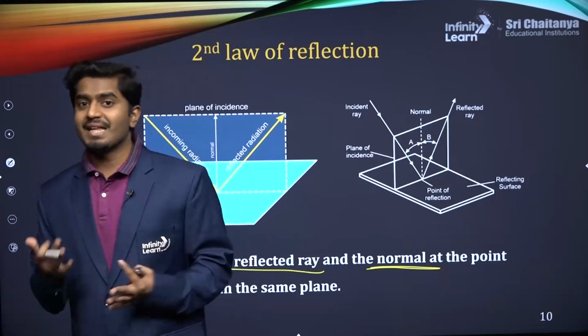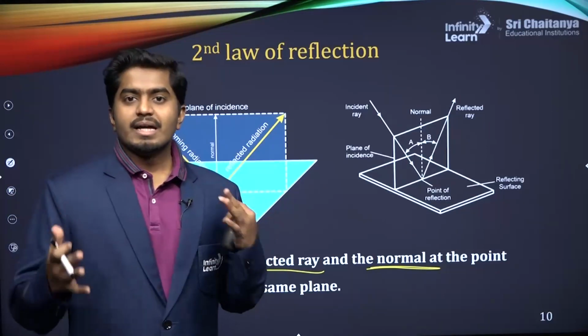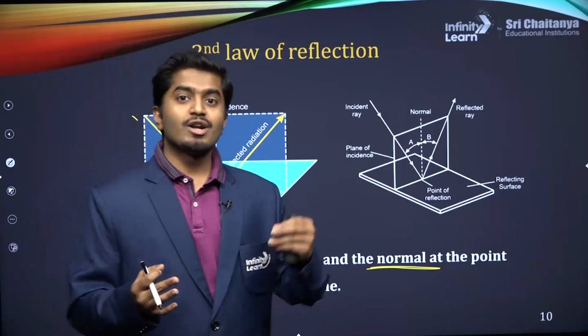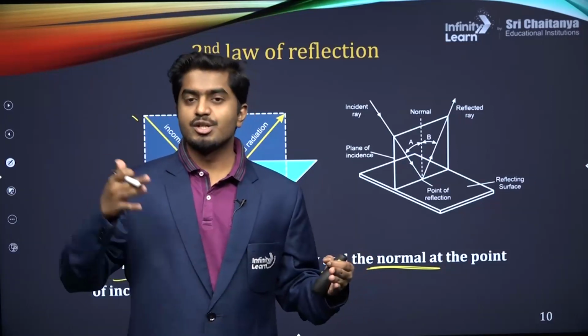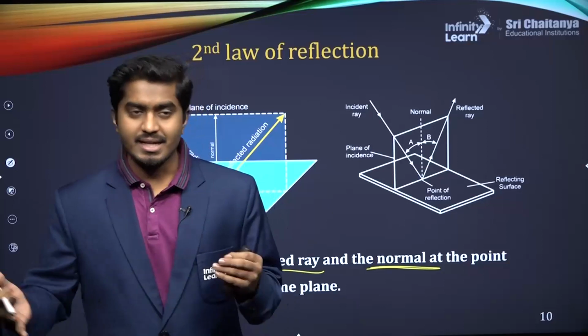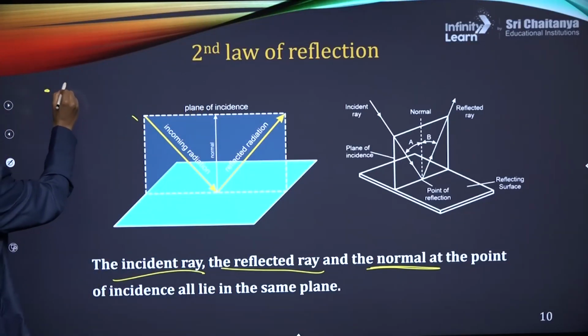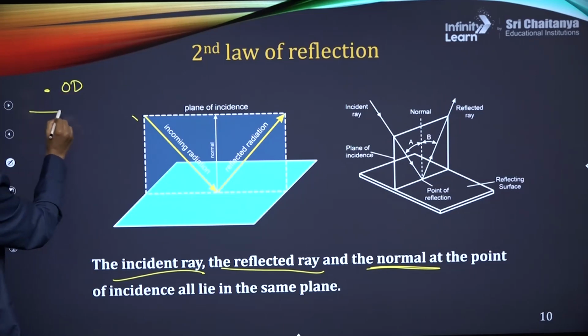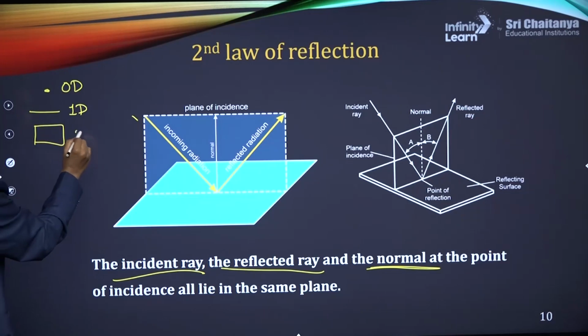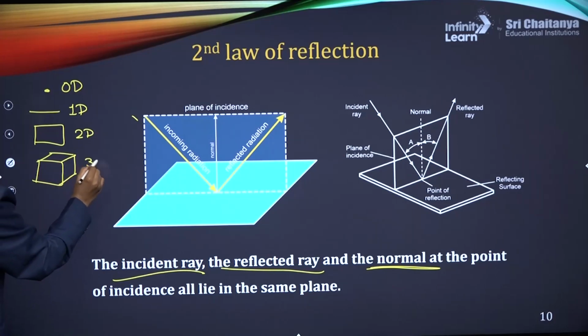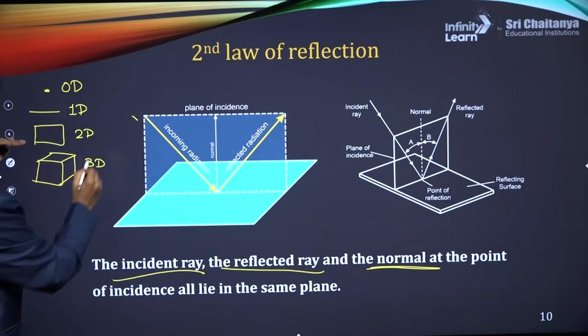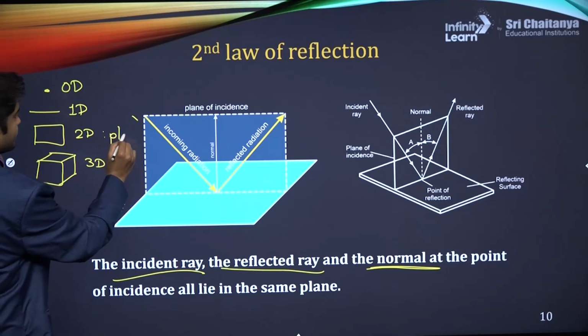Now, what is a plane? In maths, you must have learned there is something called 0 dimension, 1 dimension, 2 dimension and 3 dimension, right? 0 dimension is simply a point. A point is 0 dimension. A line is 1 dimension. Then we have a plane, which is 2 dimension. Then we have a shape like a cuboid or something, which is 3 dimension. So this one here is a plane.